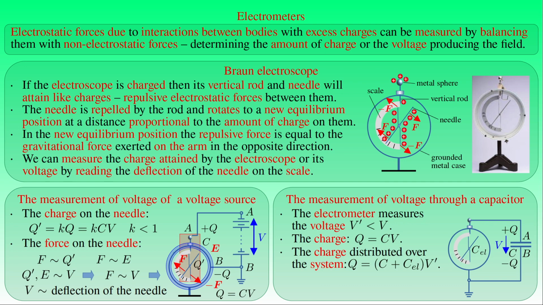From these two expressions we find that the voltage V across the capacitor can be written as 1 plus the ratio of the capacitance C sub L of the electrometer to the capacitance C of the capacitor, times the voltage V' measured by the electrometer. If the capacitance of the electrometer is much smaller than the capacitance of the capacitor, then the measured voltage is approximately equal to the voltage between the plates of the capacitor.